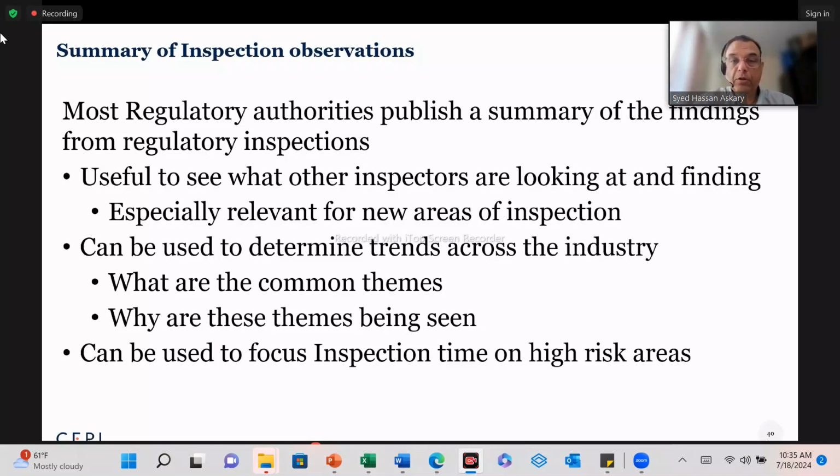It can also be used to determine trends across the industry. What are the common themes? What themes are being seen, and can be used to focus inspection on high-risk areas.